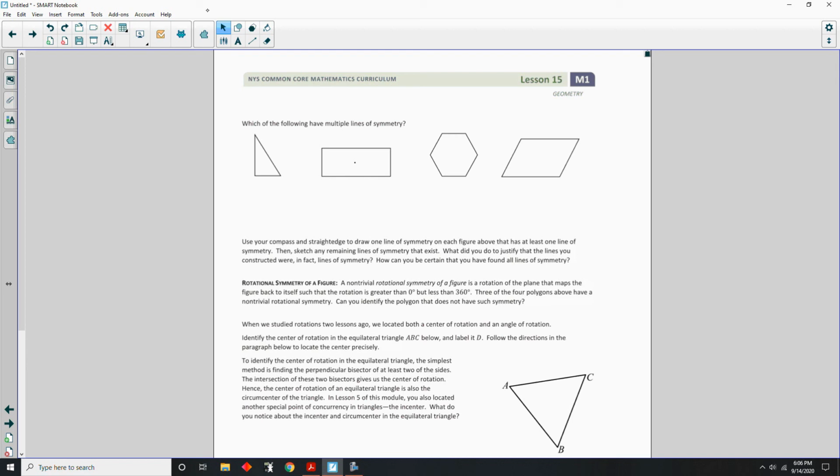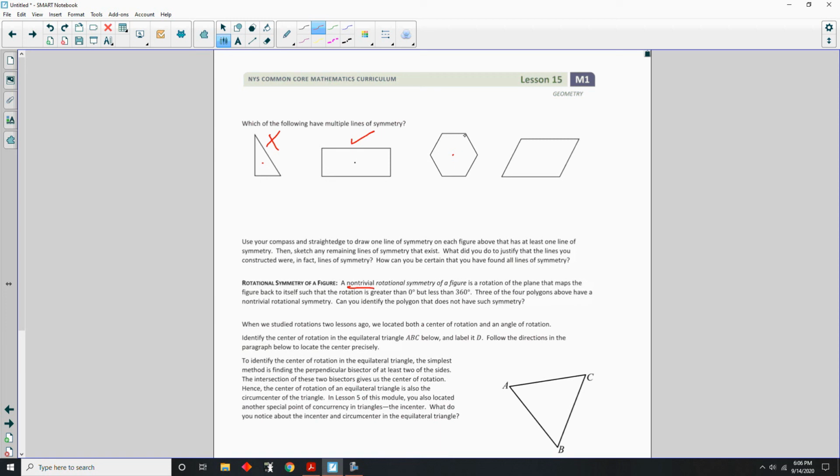So this one does. So I'm just going to put a check mark next to the ones that have what they call non-trivial. Okay? More than 0 degrees, less than 360. Because if you put a dot in the center and rotated it 360 degrees, of course it's going to end up where it started and be on top of itself. Okay, so can I rotate this less than 360 degrees and have it land on top of itself? And the answer is no. Can I rotate this one less than 360 degrees? And the answer is yes.